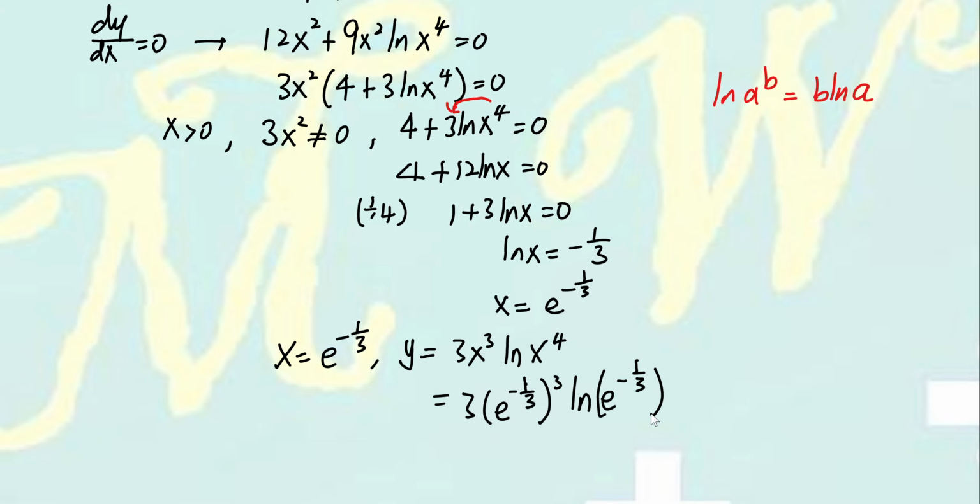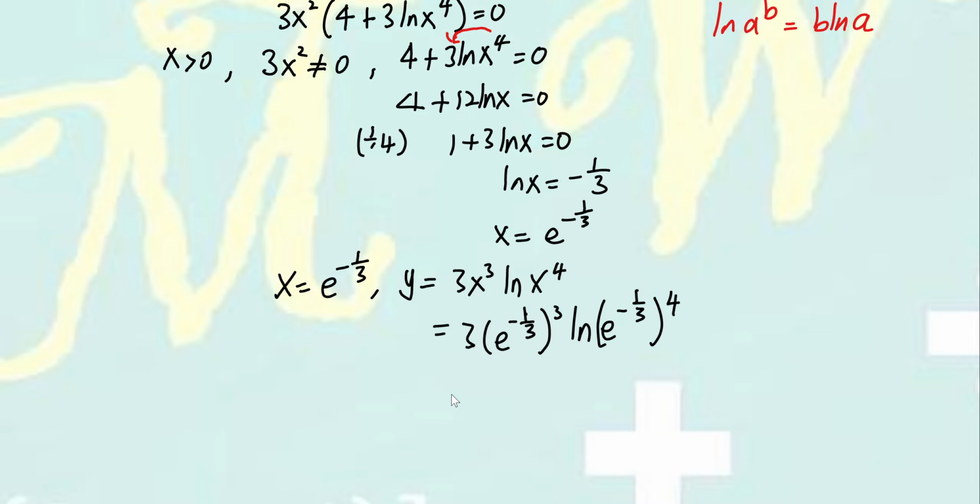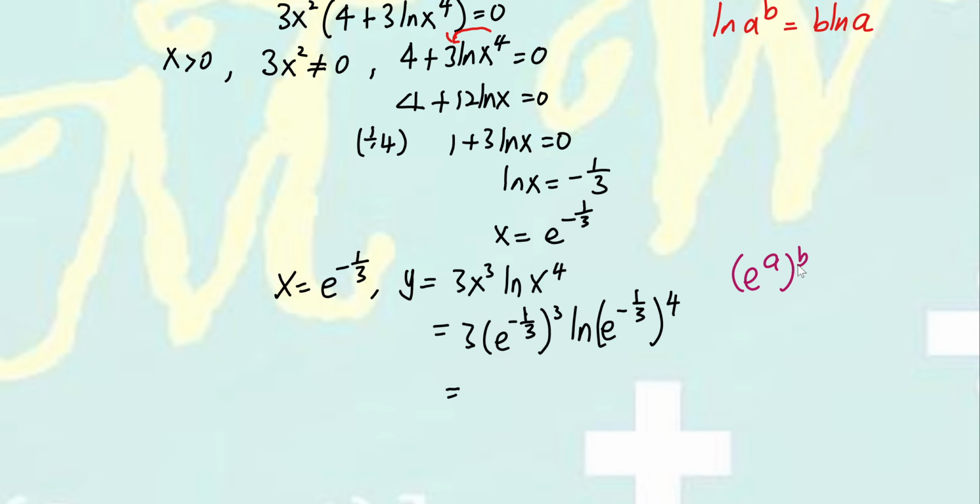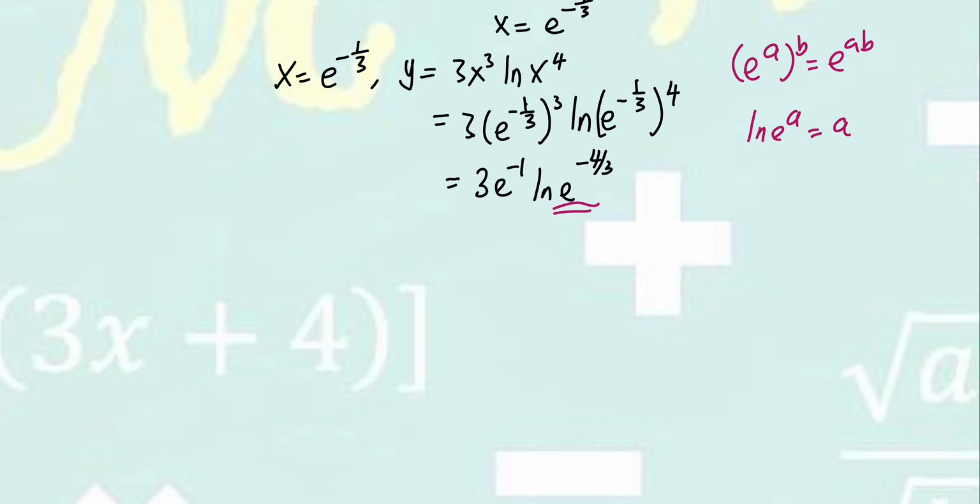This is your x to the power of 4. So here it will be, okay, another formula, e to the power of a to the power of b, this is basically e to the power of ab. So this is 3e multiplied by minus 1, then ln e, just multiply by negative 4 over 3. And we have another formula, ln e to the a is a, to simplify the last term. Therefore, from here, I will be getting 3 over e, then times negative 4 over 3.